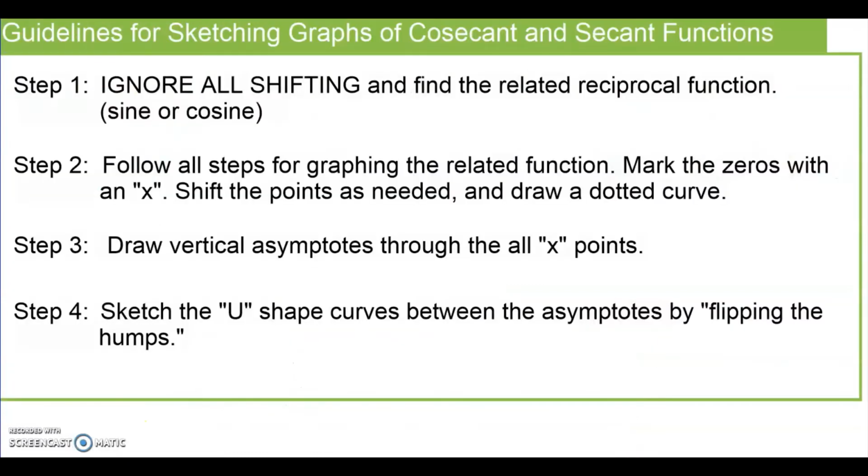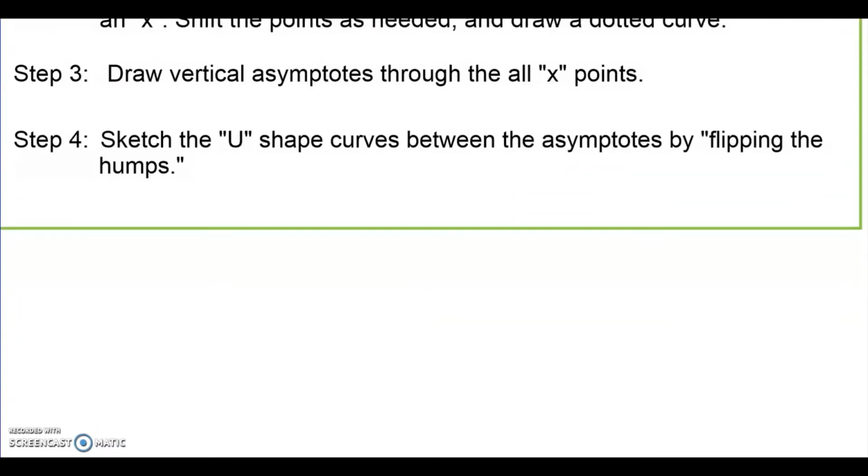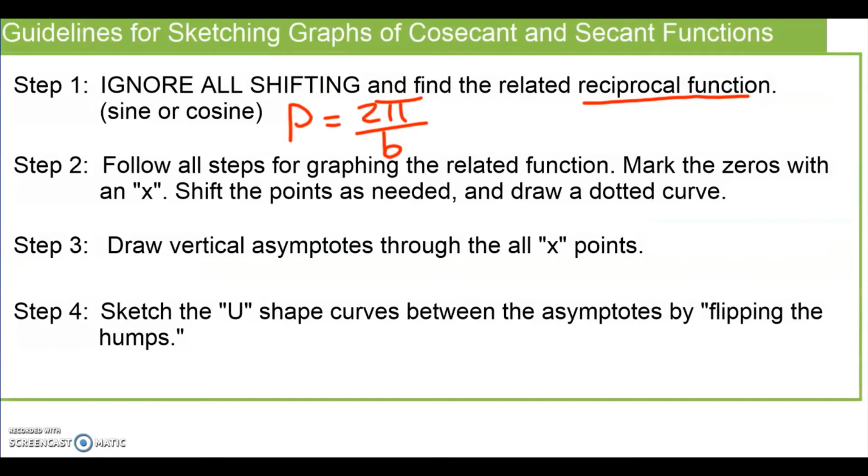So then let's look at the steps real quick. The guidelines are basically this. You're going to draw a sine or cosine wave and then flip the humps, okay? So step 1, ignore the shifting and graph the related reciprocal function. That's just saying graph the sine or cosine wave. So remember, the period is 2 pi over b for sine and cosine. So the period would be 2 pi over b for cosecant and secant. The only ones that are different are tangent and cotangent. So anyway, we're going to graph the sines. We'll have to shift. We'll draw the asymptotes, draw the U-shapes, and all of that. You get the idea.